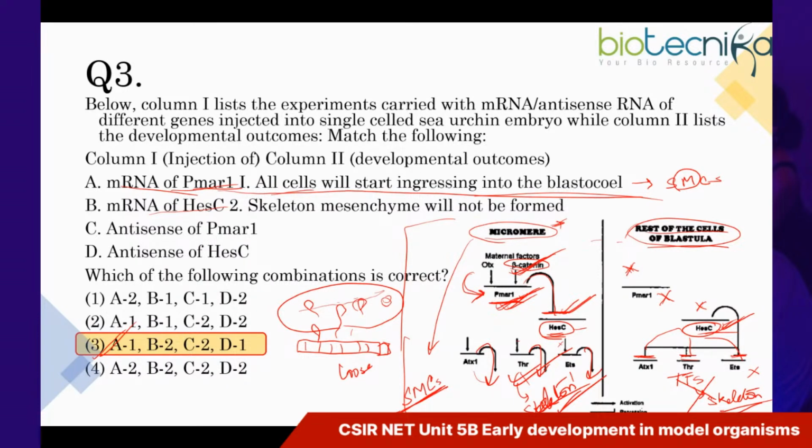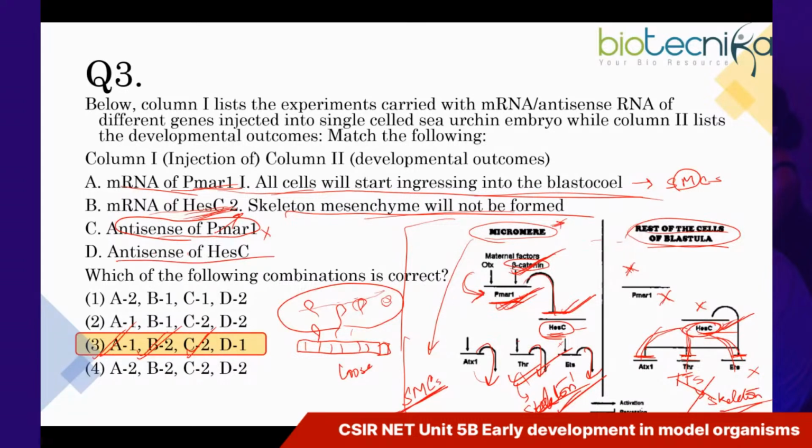If you put mRNA of HESC, wherever you have put it, that HESC will go and block the transcription factor and skeleton mesenchyme will not form. So B will be 2. If you put antisense of PMAR, it means PMAR is not there. If PMAR is not there, nobody can block HESC, so HESC will block skeleton formation. So C will be 2. Skeleton mesenchyme will not be formed.